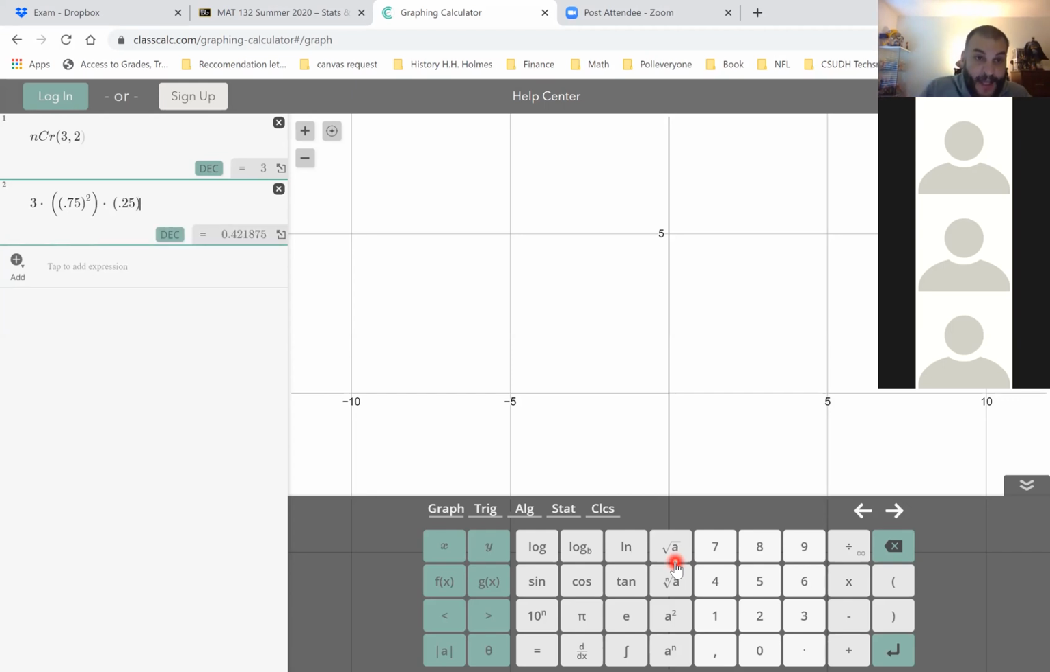Great. And if you look at it, you get your probability to be 0.4219, and that's your final answer. Any question in regard to how I found that probability? All right, so let me go ahead and switch back to my notes, and that way we can try out a different problem.